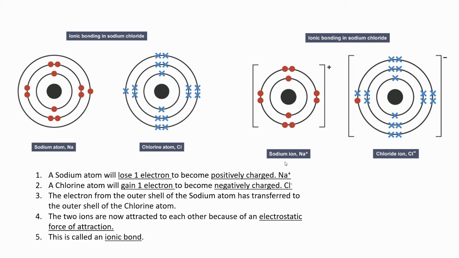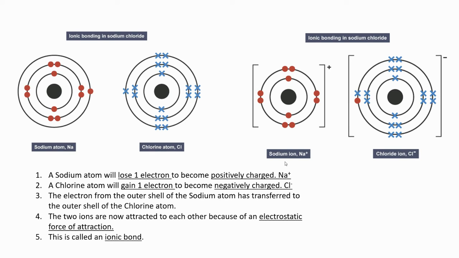Okay, let's go through the answer. A sodium atom will lose 1 electron to become positively charged, an Na+ ion. The chlorine atom will gain 1 electron to become negatively charged, Cl-. The electron from the outer shell of the sodium atom has actually transferred to the outer shell of the chlorine atom. So it's important that we talk about atoms losing and gaining electrons, but we have the knowledge that these electrons don't just disappear or get gained from somewhere random. The electrons are actually being transferred between atoms. The two ions are now attracted to each other because of something called an electrostatic force of attraction. That's what an ionic bond actually is. We know that opposites attract.